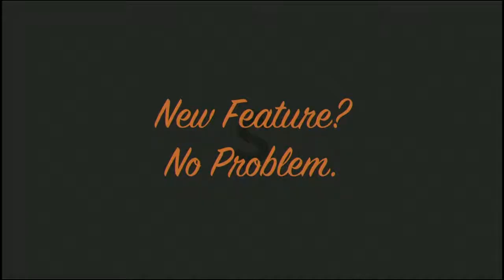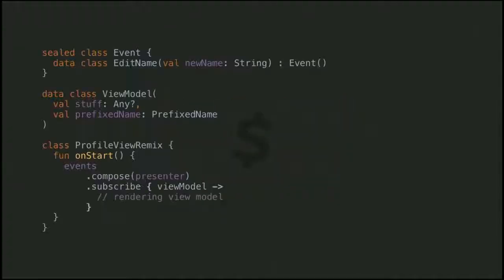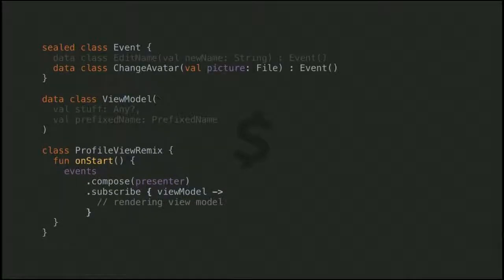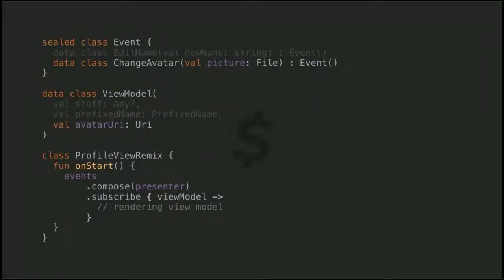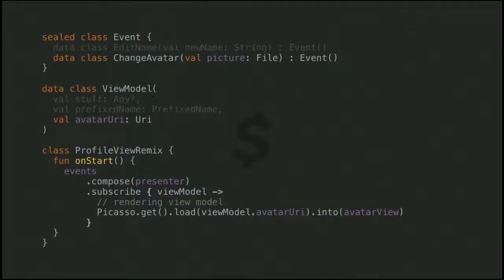So what if we want to add some new feature? Let's say, so that's what we have right now. And so let's say now the user can change their avatar. So we had the event, the view model. We need a new event, which would be the change avatar, and maybe the user just selected a file from their file system. The view model would just have a UI for us to show or whatever. And within the subscribe at the bottom, now from the view model, we take the UI and just use Picasso to load it into our view.